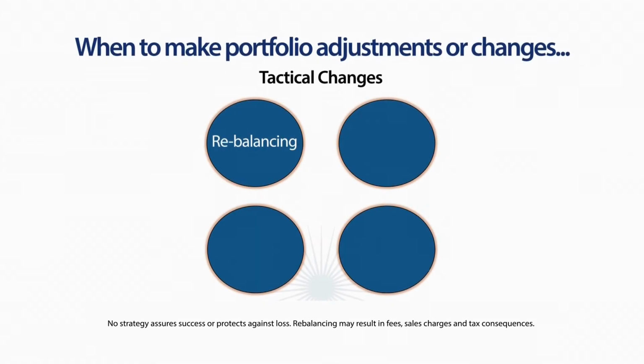So we're rebalancing back to the model that we've selected together because it meets your goals and meets your unique circumstances. We want to keep that model intact and ongoing throughout all of our time as we march toward your goals. So rebalancing is one tactical change.